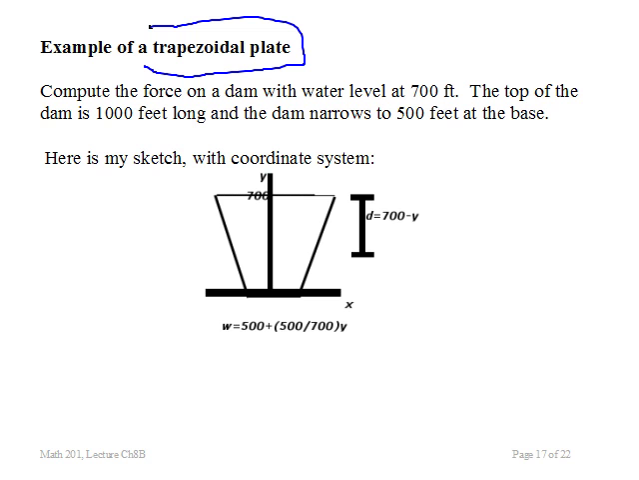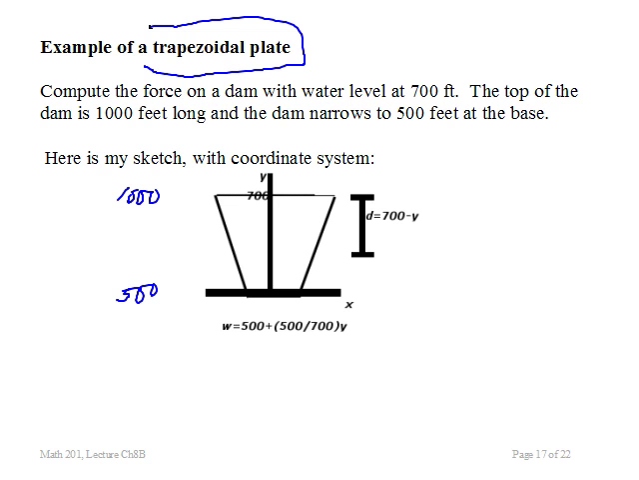Let's say we want to compute the force on a dam with a water level of 700 feet. At the 700-foot level, the dam is 1,000 feet wide. So it's 1,000 feet wide right here. At the base of the dam is 500. So here's my sketch. Here's the dam looking like a trapezoid. The top is 1,000 feet. The bottom is 500 feet.